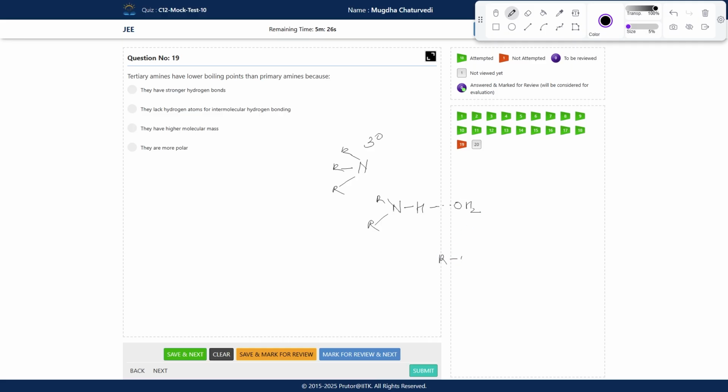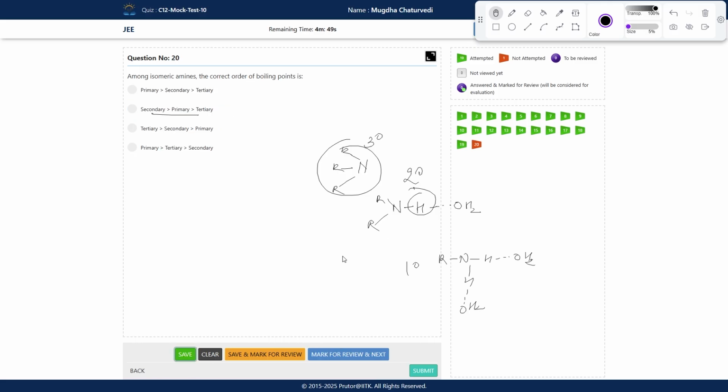And in primary amines, I have two hydrogens available for hydrogen bonding. If you read this question carefully, you will see that tertiary amines lack the hydrogen atoms for intermolecular hydrogen bonding. That is why they have lower boiling points than primary amines. There is no hydrogen available here, there is only one in secondary, and in primary amine I have two hydrogens. The right answer is that they lack hydrogen atoms for intermolecular hydrogen bonding.